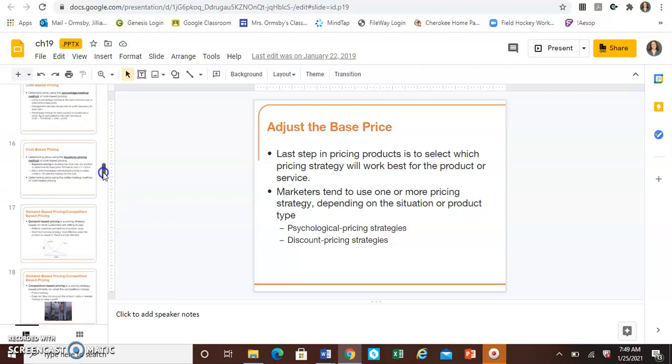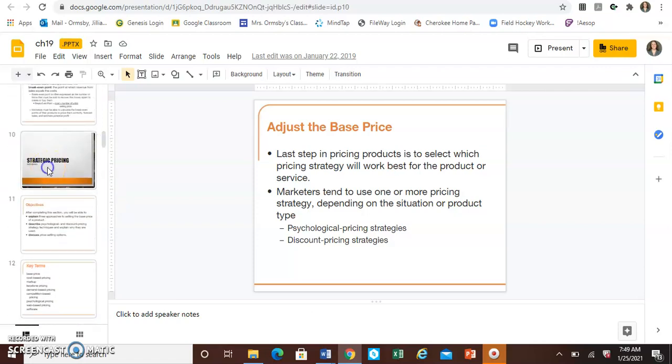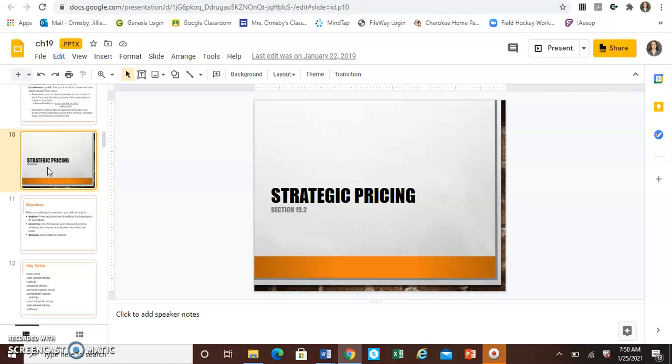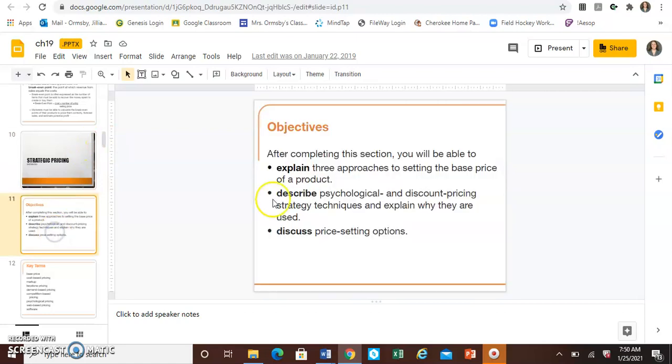Hi everyone. Today we are going to continue on section 19.2 talking about strategic pricing. In the last lesson we explained the three approaches to setting the base price of a product. But today we're going to move on from there: after we have the base price, how are we going to change the base price for psychological and discount pricing strategies?